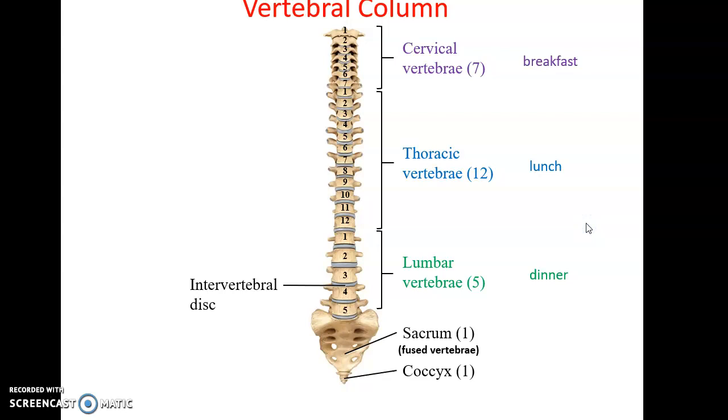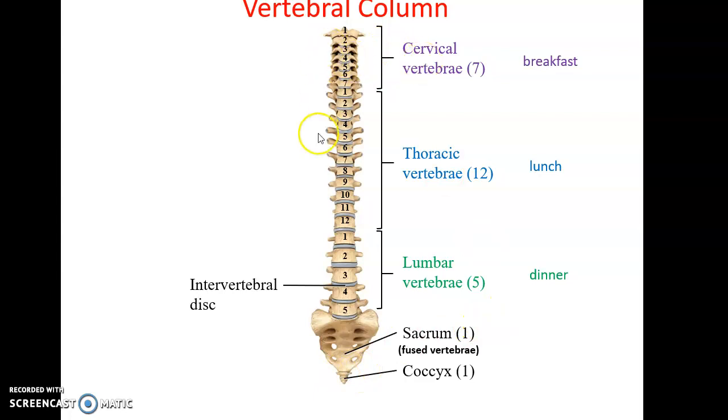So you can break the vertebral column into a few distinct pieces. You have the cervical vertebrae, 7 cervical vertebrae in the neck region. You have the thoracic vertebrae, 12 thoracic vertebrae. They attach to the ribs. The 5 lumbar vertebrae, and then the sacrum and the coccyx, which are actually fused vertebrae.